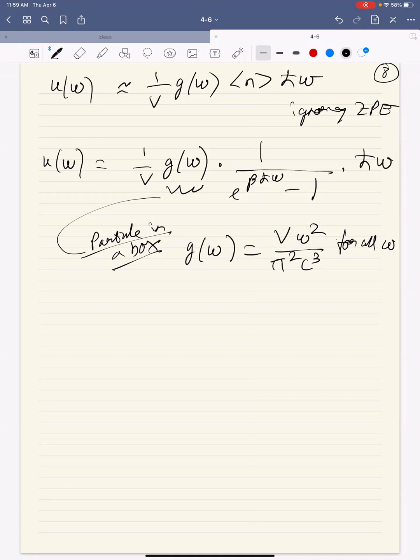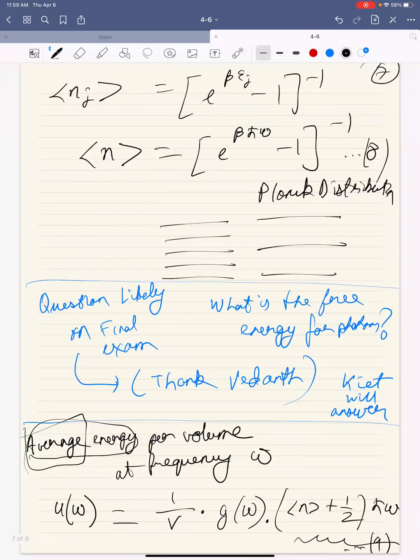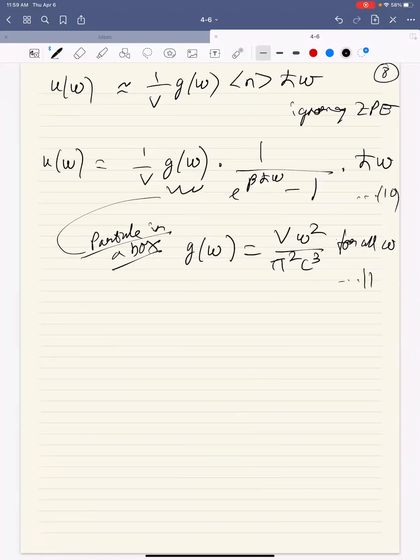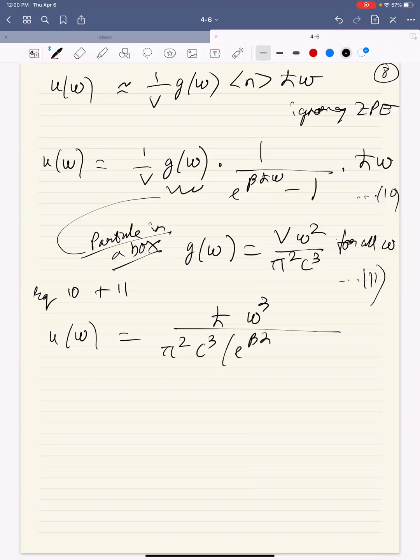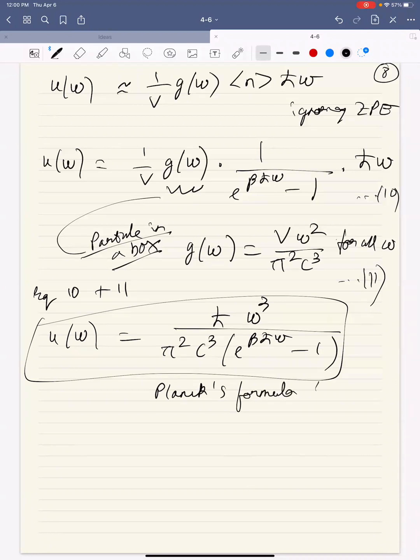So this is g of omega that I can use. Let's call this equation number 10, and this is equation number 11. And again, I posted notes which do g of omega in great detail online. You can read that. So equations 10 plus 11 give us u of omega is equal to h cut omega cube by pi square c cube, e to the power beta h cut omega minus 1. Planck was the first person to derive this also, and this is Planck's formula for black body spectra. Equation 12.